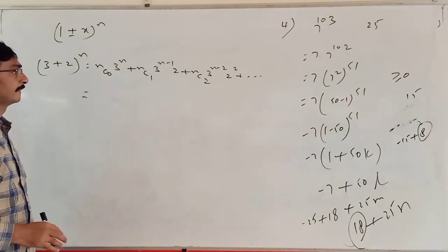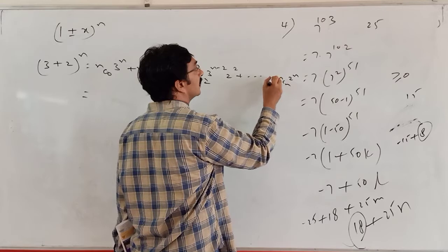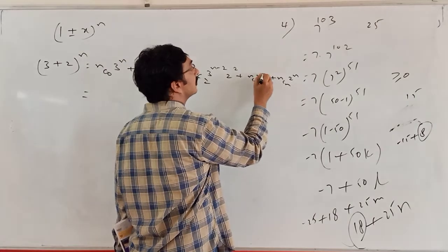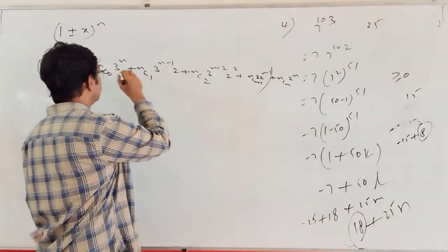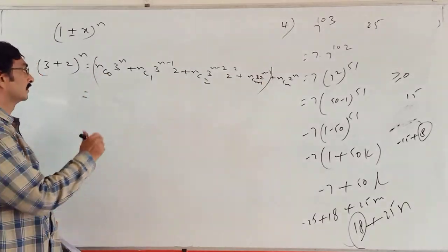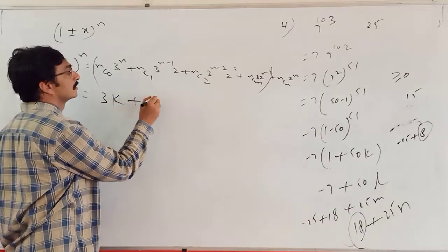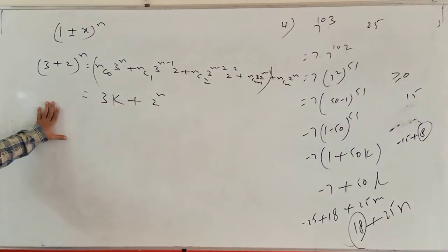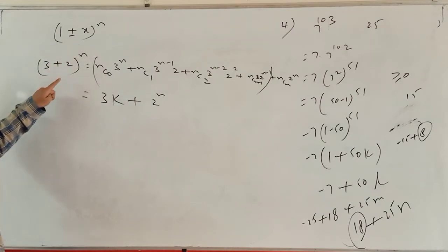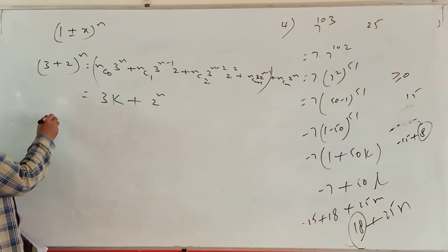Equal to, the last term is nCn into 2 power n, and the last but one is nC(n minus 1) into 3 into 2 power n minus 1. Leave the last one. From the first term to the second last term we can take 3 common, and it is 3 into some integer, plus we have 2 power n. Okay, so if in any way we have 3 plus 2 whole power n, that can be expressed as 3k plus 2 power n.